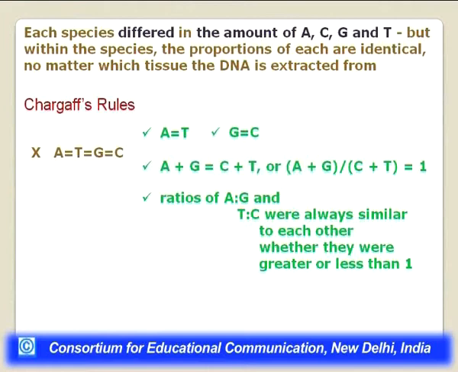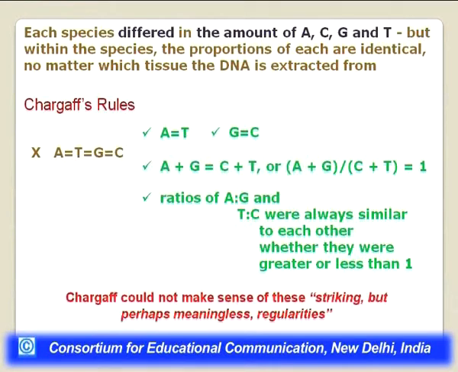So that was a very important discovery as far as the components, or the distribution of the bases or nucleotides inside a DNA, is concerned. The ratio of purines to pyrimidines was found to be equal to 1, but not all four nucleotides are in equal proportion. Chargaff did find this, but he could not make sense of what he called striking but perhaps meaningless irregularities. He could not interpret or conclude anything, and he just ignored them as perhaps meaningless regularities.